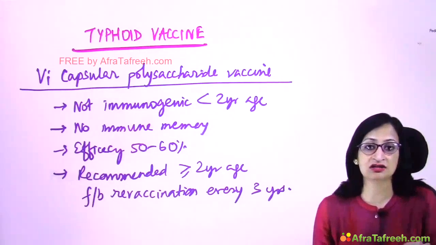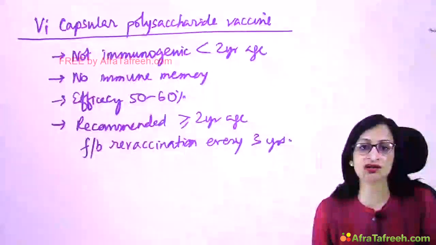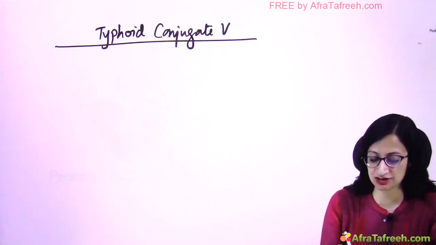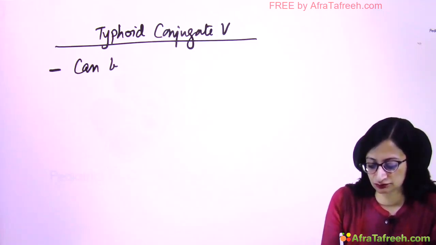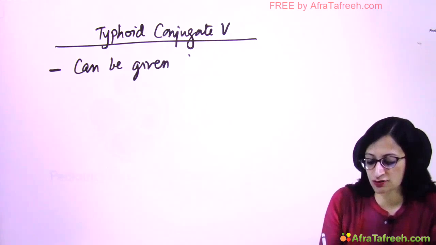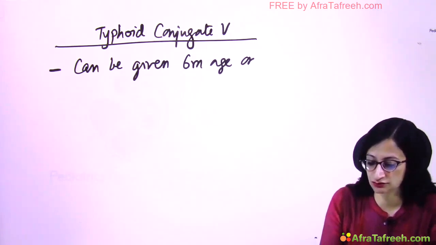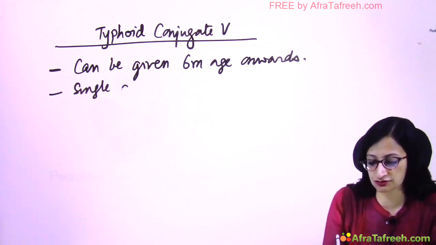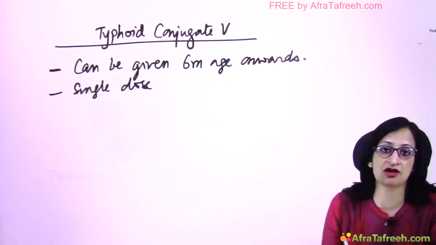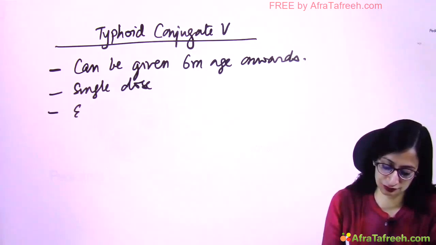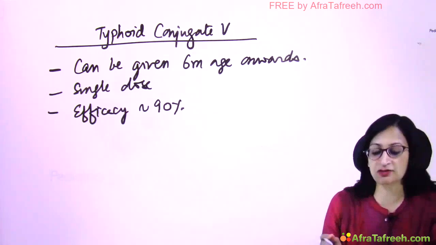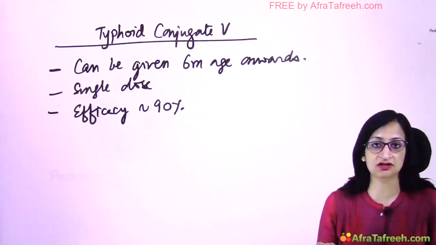Okay. Now currently we have a typhoid conjugate vaccine which is available. So nowadays a typhoid conjugate vaccine is also available which can be given 6 months age onwards. Okay. And a single dose is usually sufficient. And the overall efficacy is around 90%. So this is a better vaccine which is now being increasingly used.